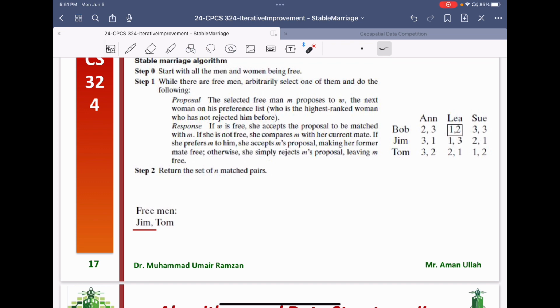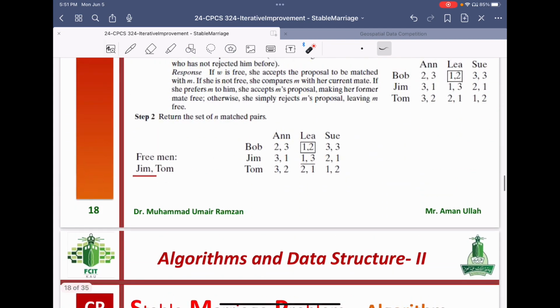As we said, if she's already married, he's still going to propose, and we're going to see if he ranks higher on her list or not. Being that he ranks third on Leah's list and Bob ranks second, she's going to reject his proposal and he's going to move on to the next person. Let's see, is this going to happen?